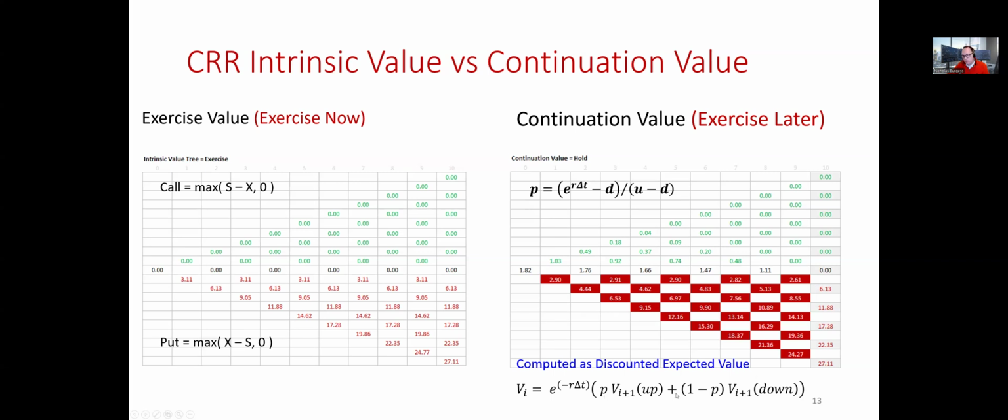So at each node here, the first thing to note is that there's no time value, sorry, no extrinsic value, at the last step, because that's maturity. And so that's just going to be the intrinsic value, which is the same as the exercise-now value.